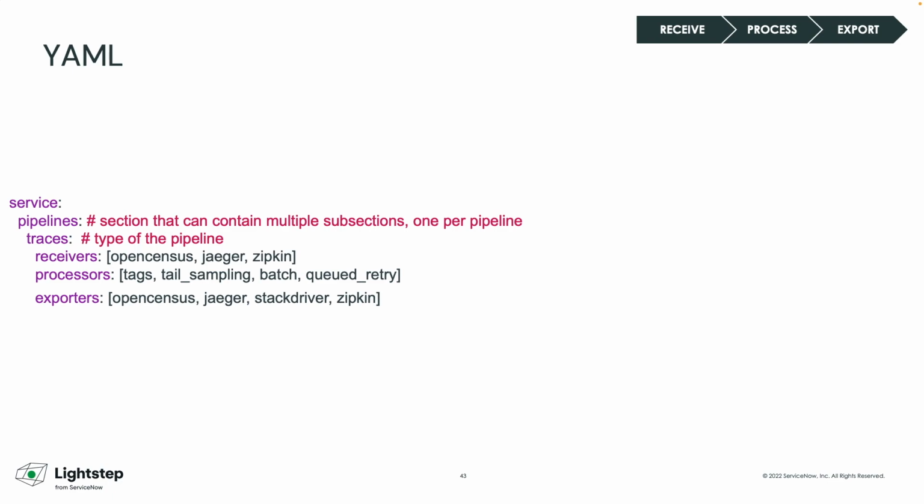This is typically the YAML definition of pipelines. As you can see, you should define the type of data that will be used in this pipeline. It could be traces, metrics, or logs. Then you will define the different receivers used to collect this data, the processors that will be used to transform this data, and the exporters used to send this data to the backend. Let's go into detail on each of these steps of the pipeline.